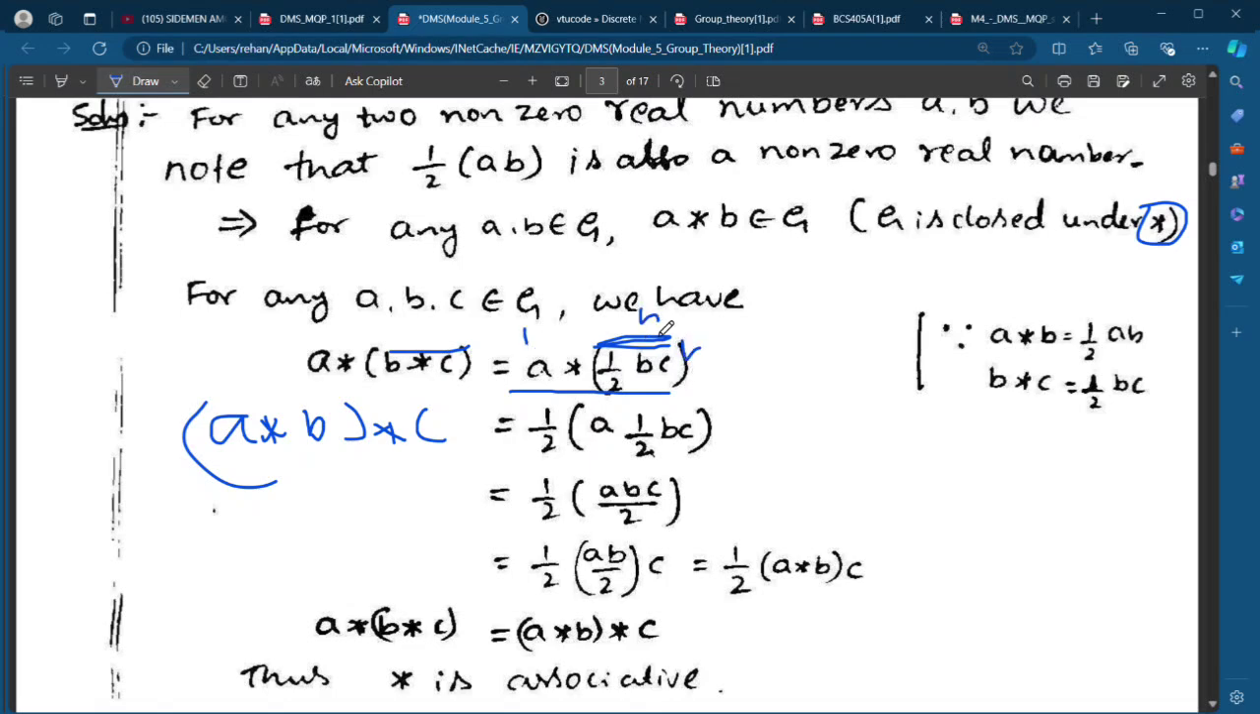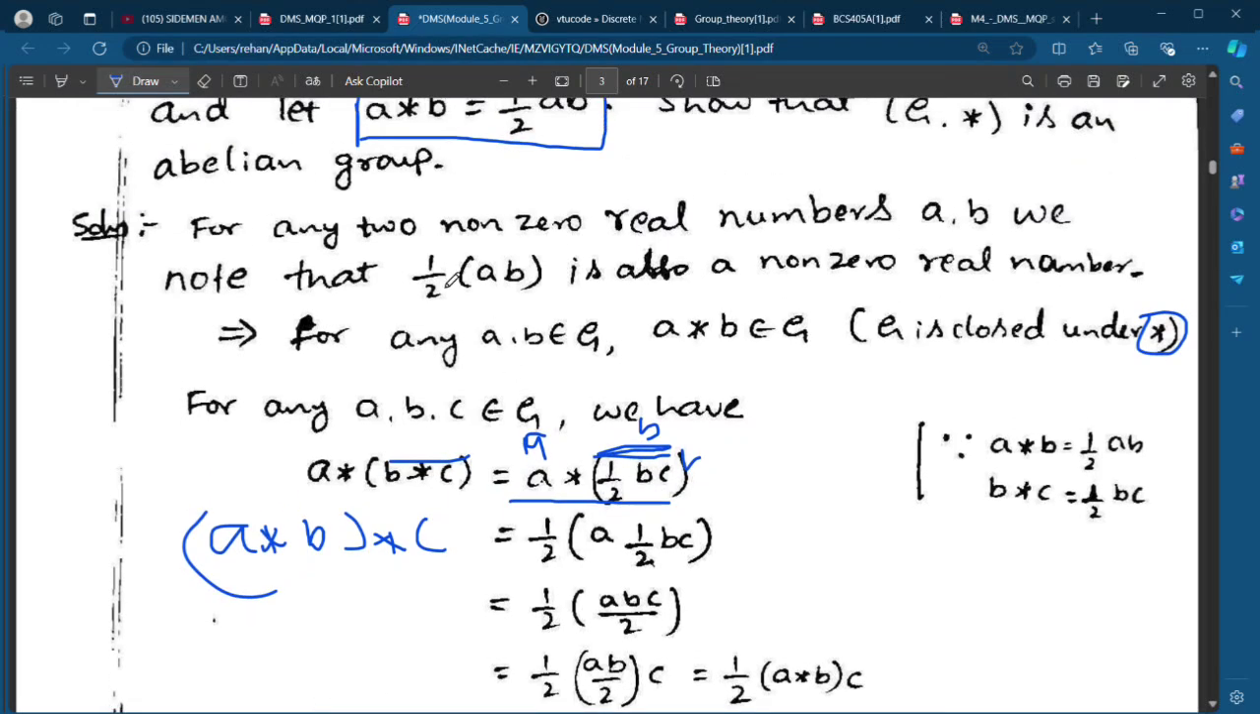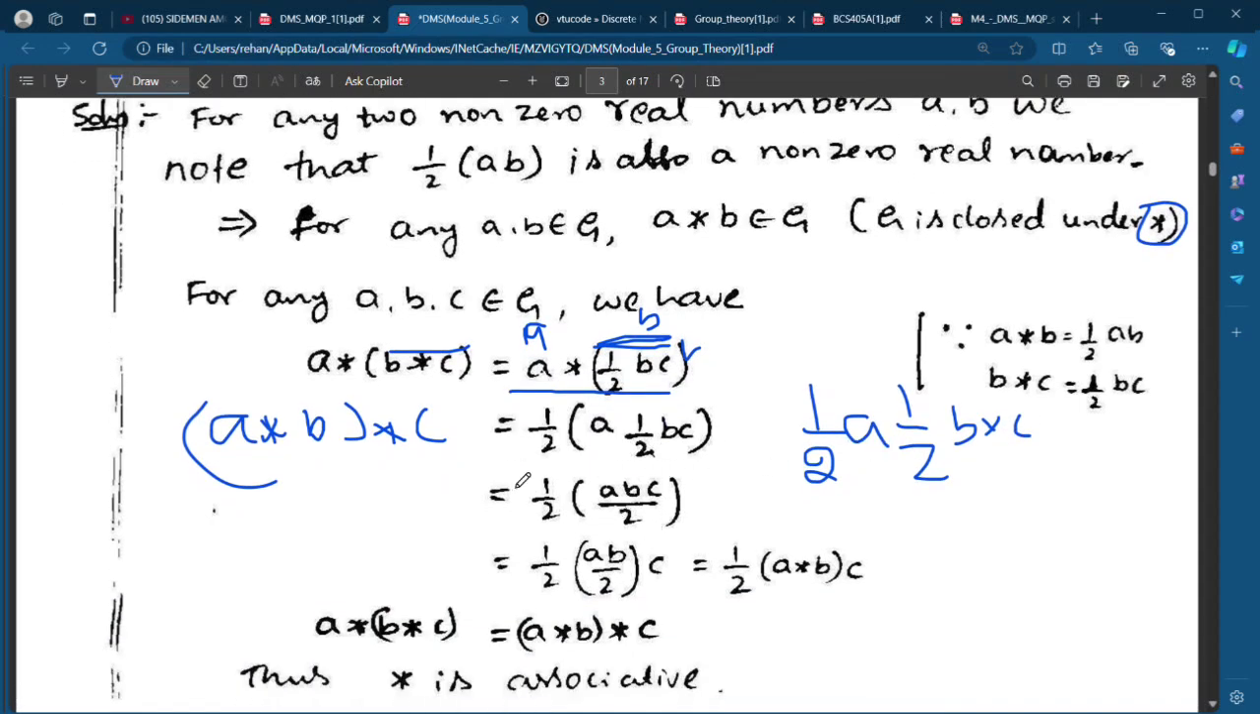So this is my A, this is my B now. Okay, this is my A. In place of A I have A, in place of B I have half into B into C. So what will that become? Half into A into B. Half into, what is my A? That is A. So what is my B? That is again half into B into C. That's what they have written here.